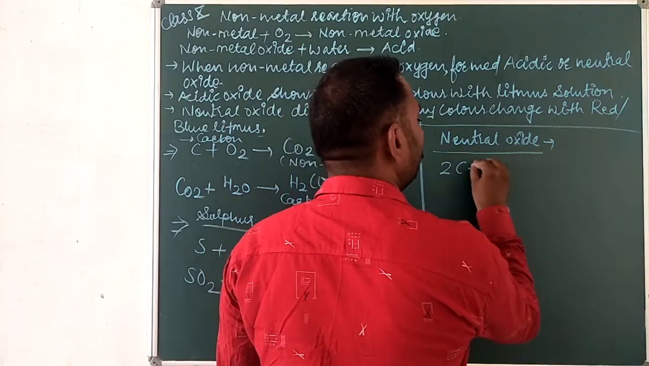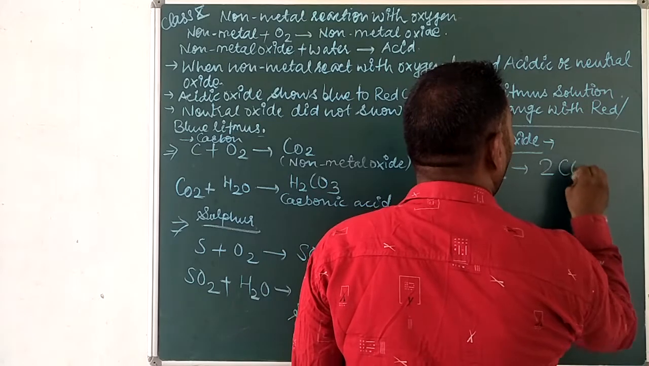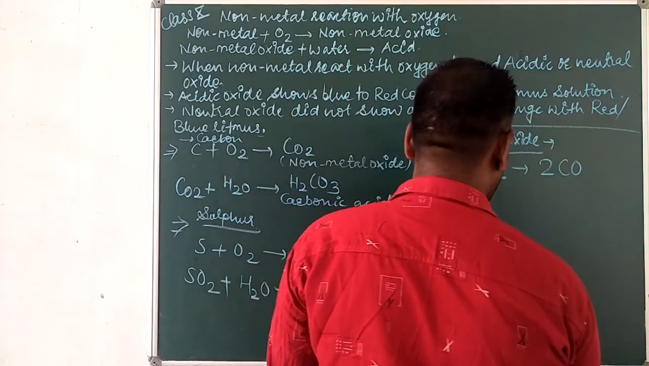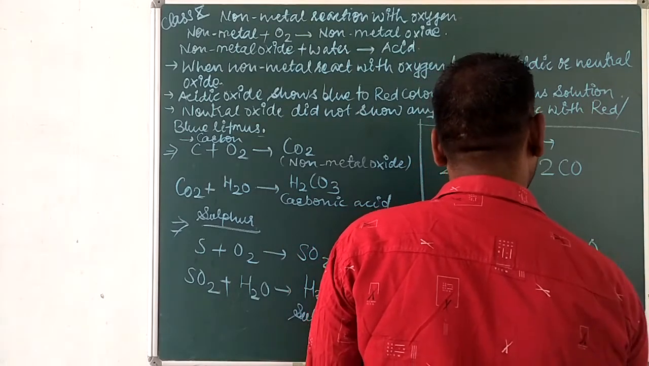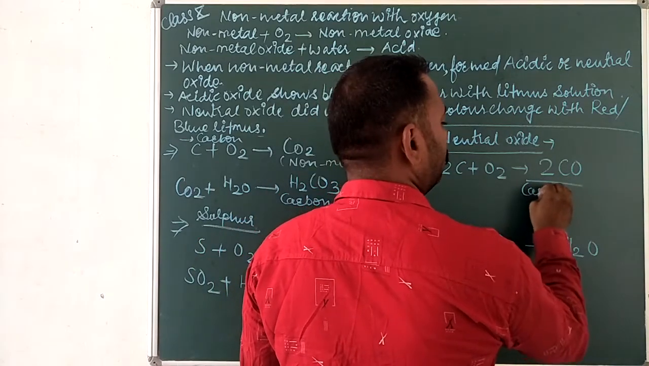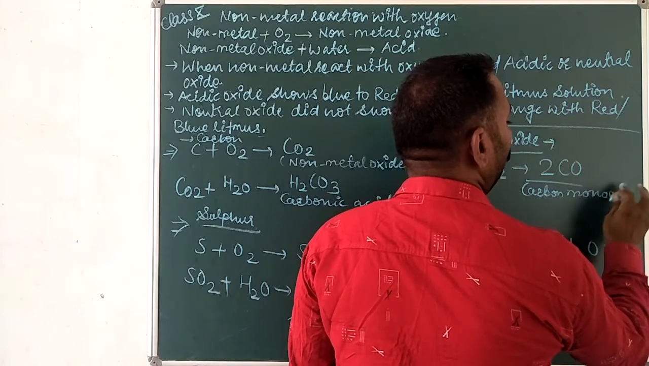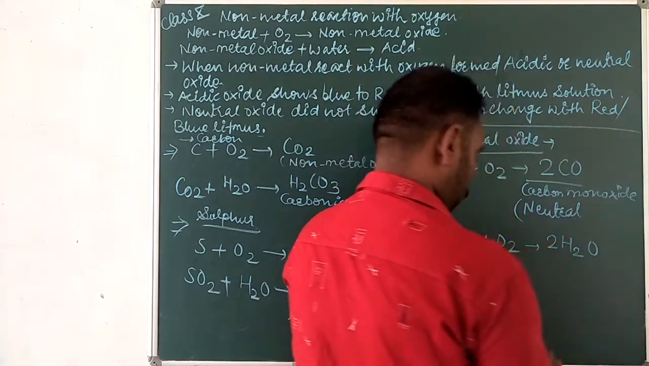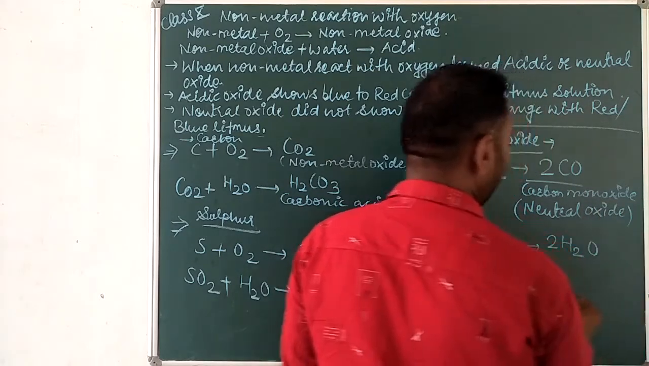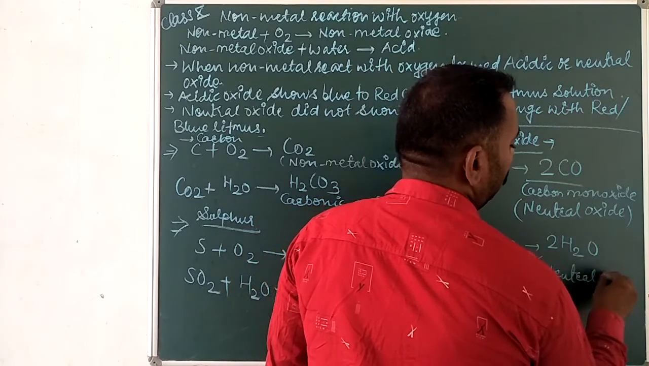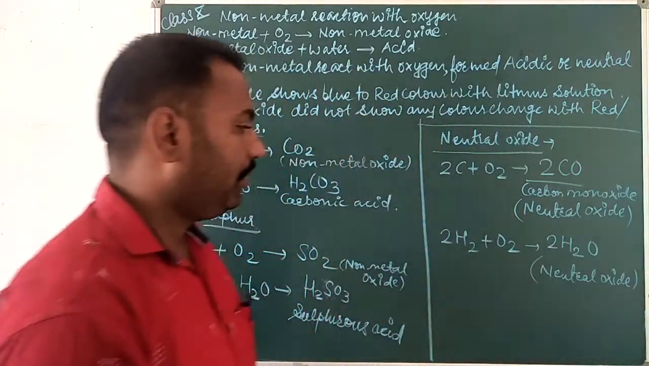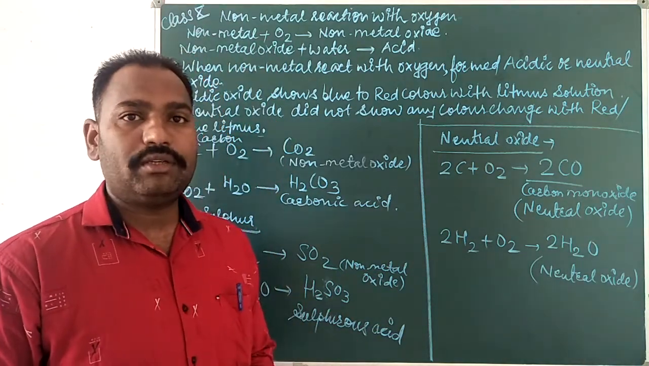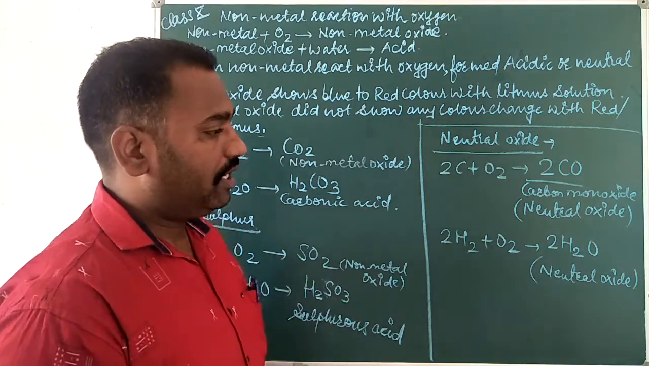Like 2C plus O2, then 2CO. This is carbon monoxide, and next is 2H2 plus O2, then 2H2O. So this carbon monoxide is a neutral oxide, and this 2H2O is also a neutral oxide. You know that water and carbon monoxide are neutral oxides. They do not react with litmus; with red or blue litmus there is no change in color.